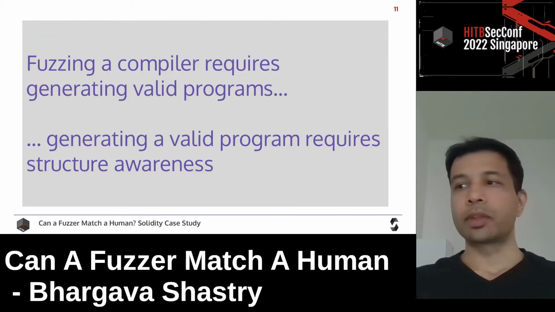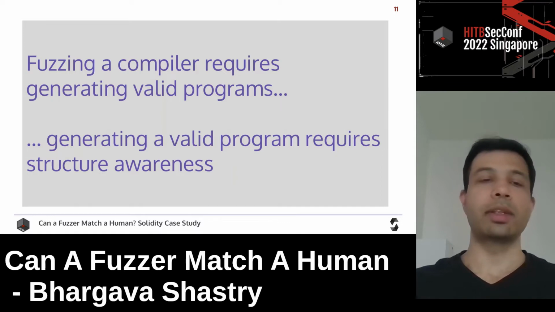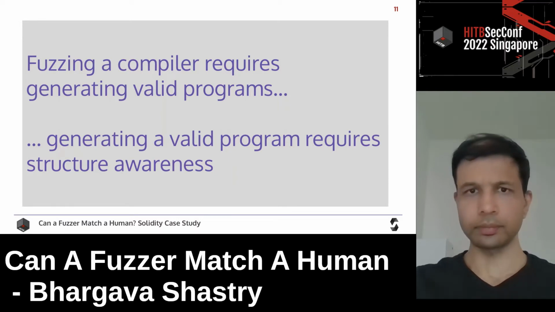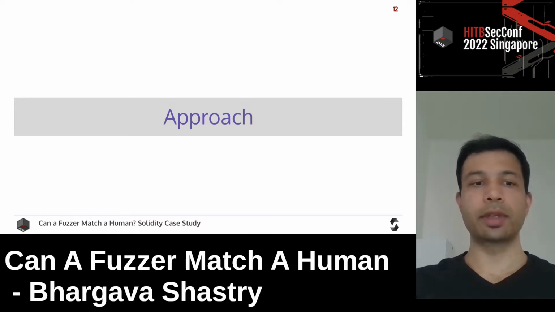So to summarize, what we need is an approach that understands what a valid program looks like and generates such a valid program using some form of structure awareness. By structure awareness, I mean having a sense of what the program language grammar looks like and what a semantically valid program means. In the next few slides, I'm going to outline our approach.